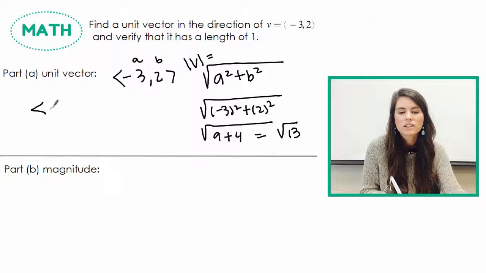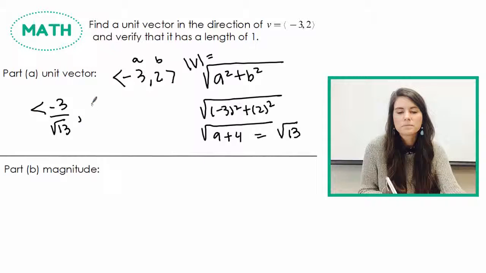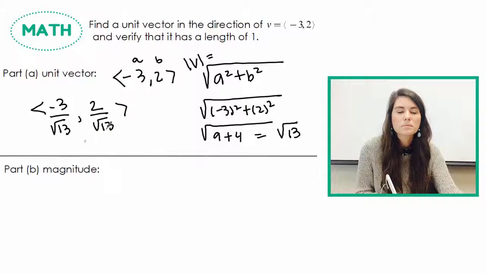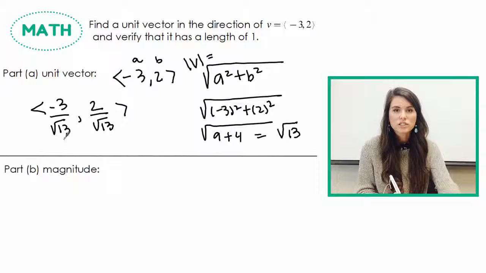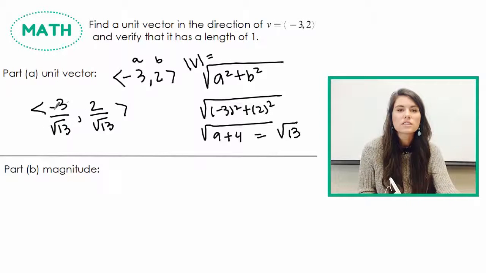So my unit vector is going to be -3 over rad 13, comma 2 over rad 13. That is my unit vector. If I can, I'll need to simplify my radicals and simplify my fractions, but I can't simplify 13 because it's prime. So this right here is my unit vector. Now, I know that it has a length of 1 because I created it, but I want to show you guys why that works.